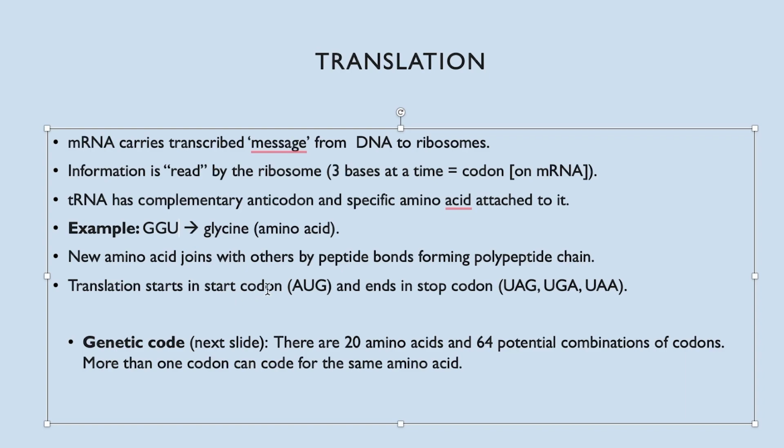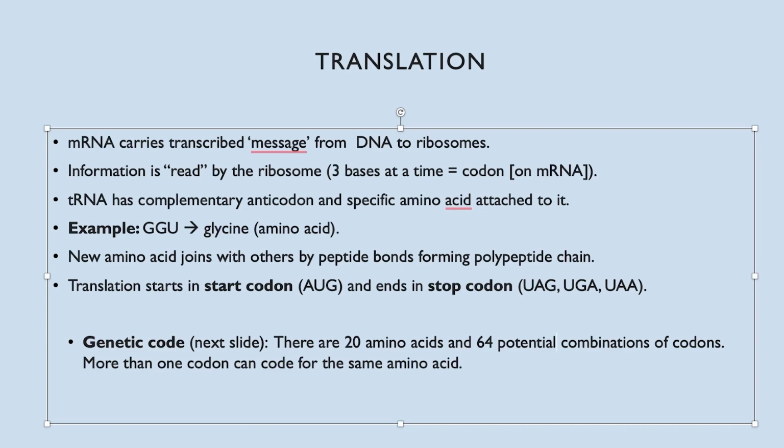So we are going to see the genetic code. We are going to see what the codons are, what a start codon is, what the stop codons are, and what codons code for different amino acids. We are going to see in the next slide that there are 20 amino acids that form our proteins.